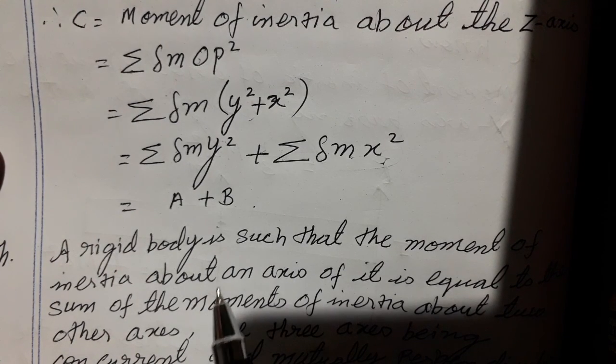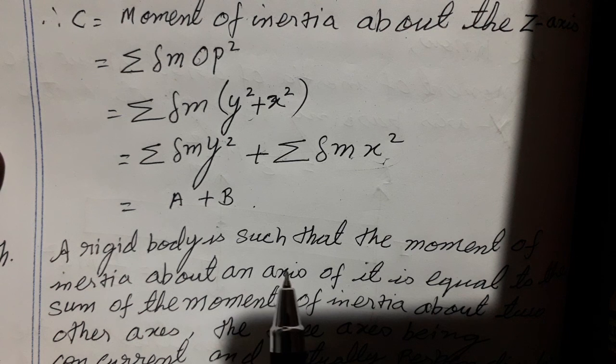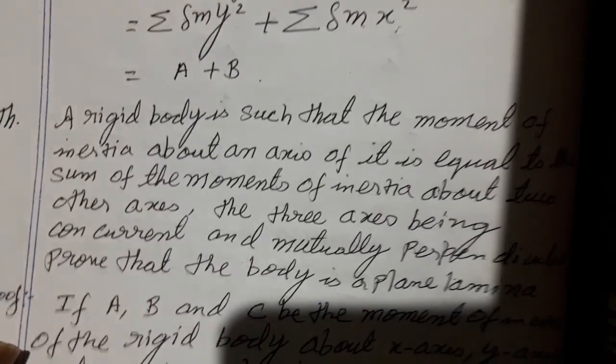So if we know the moment of inertia about any two perpendicular axes, then we can find the moment of inertia about an axis perpendicular to both of these by adding the moments of inertia about these two axes. So I'll take one example.